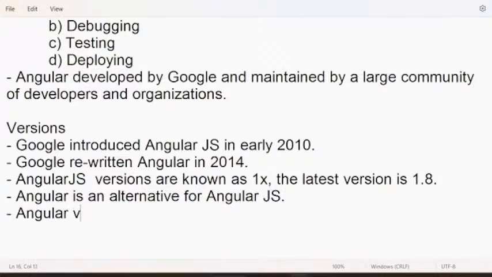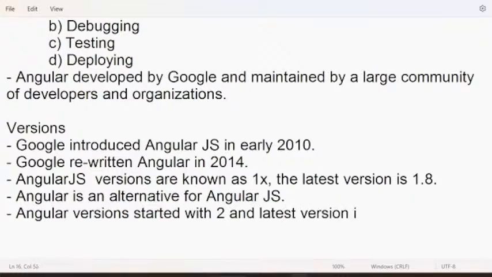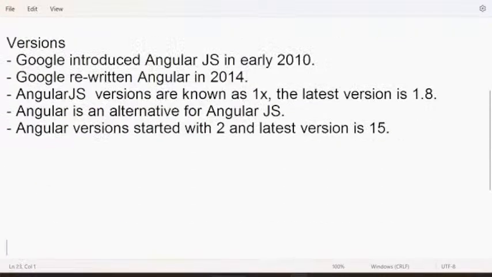Angular versions started with 2 and the latest version is 15. The latest Angular stable version is version 15. So AngularJS is different. Angular is different, as I already explained. I explained some drawbacks of AngularJS and how Angular has more features and advantages.